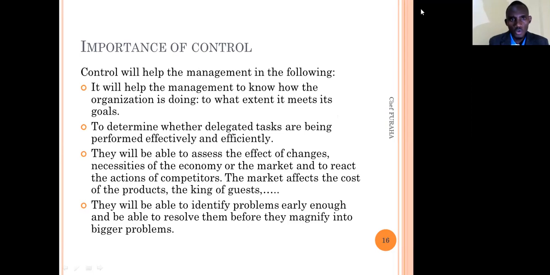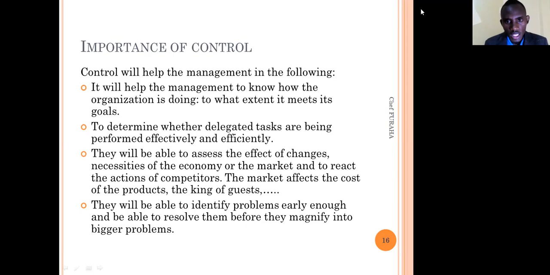The importance of the control process. It will help management in the following ways. It will help management to know how the organization is doing, to what extent it meets its goals. So if we have an effective control process, we shall know whether we are making profit or not. Without control, we cannot know whether we are on the right way or the wrong way.